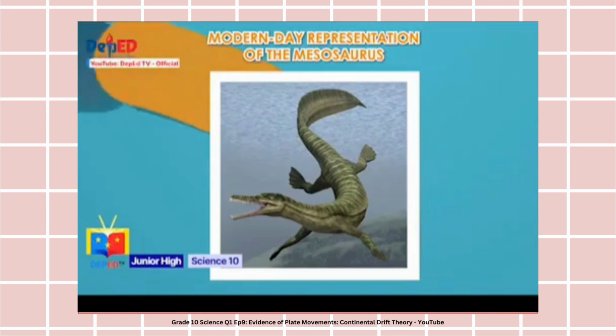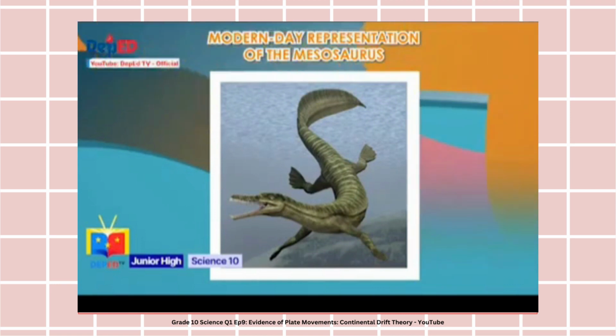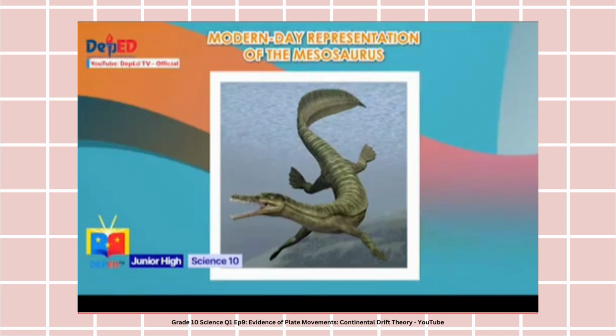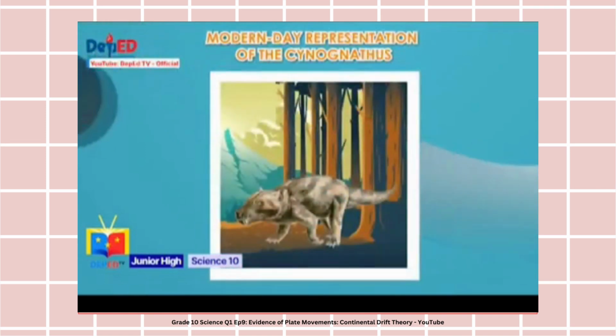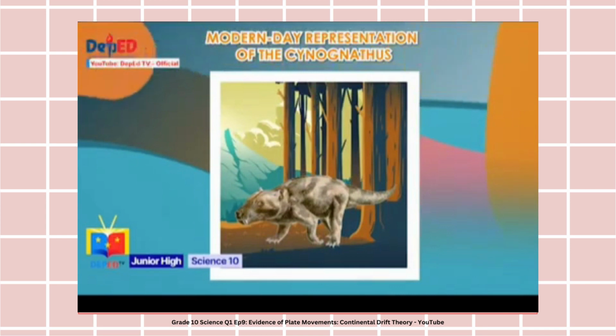Now, if the continents were still in their present positions, there is no possibility that the Mesosaurus would have the capability to swim across such a large body of ocean like the Atlantic because it was a coastal animal. How about the second illustration? Can you name this mammal-like reptile? This is a modern-day representation of the Cynognathus.